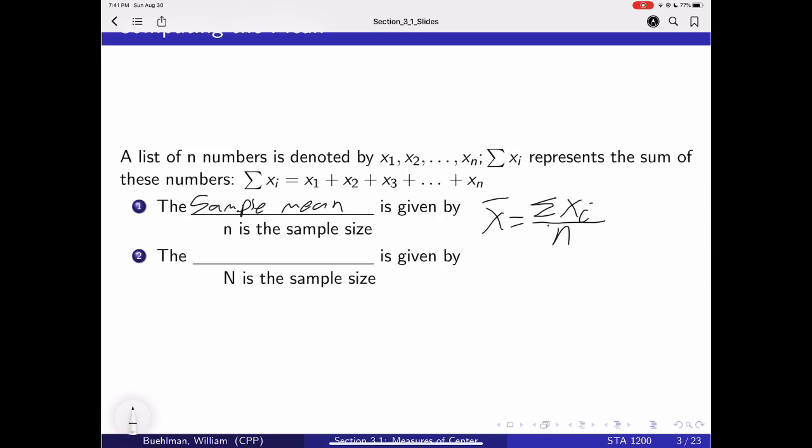So next we're going to go over the population mean, which now we denote with this other symbol we call mu. It is still the summation of the xi's, but over capital N. So here, little n just represents a sample, big N represents a population.